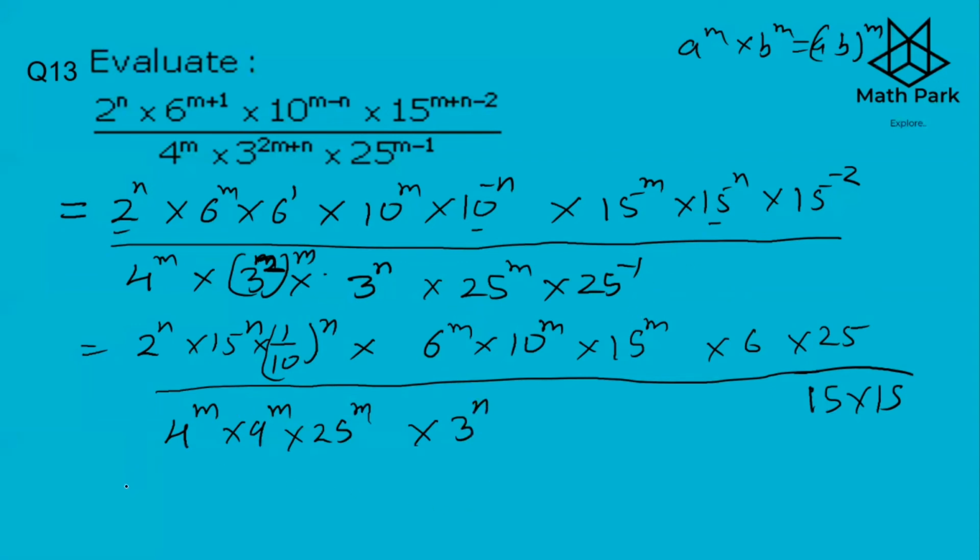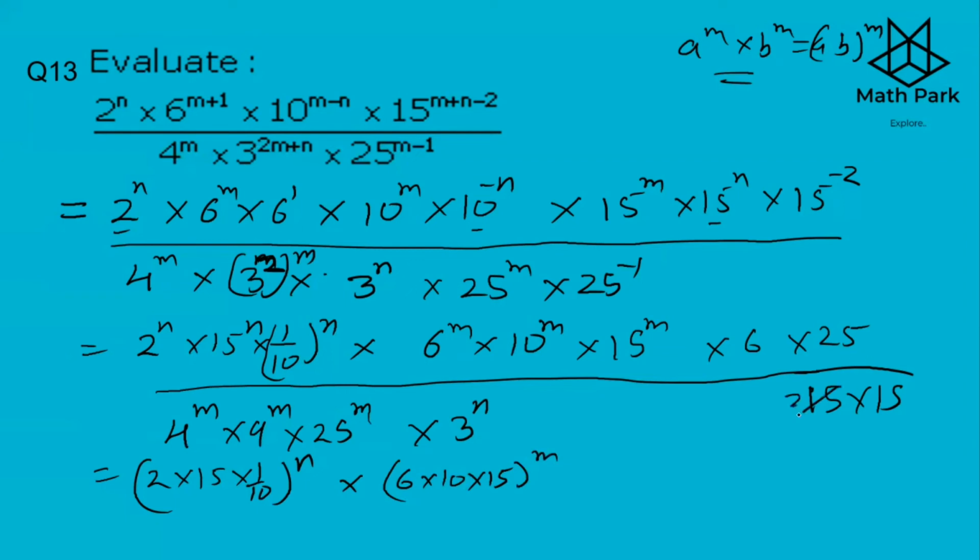Clear? Now, let us take this together. So, we have 2 into 15 into 1 upon 10, this all raised to n, into this is 6 raised to m, 6, this all power of m. So, using this law, we get 6 into 10 into 15, this all raised to m. Okay, let us simplify this here.